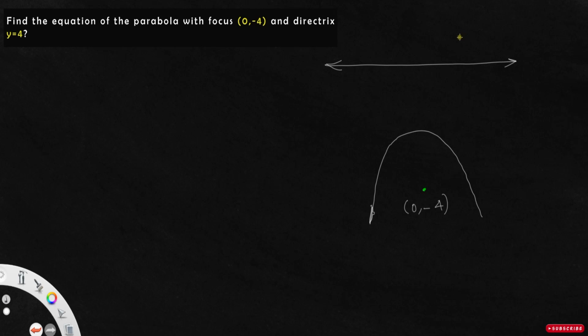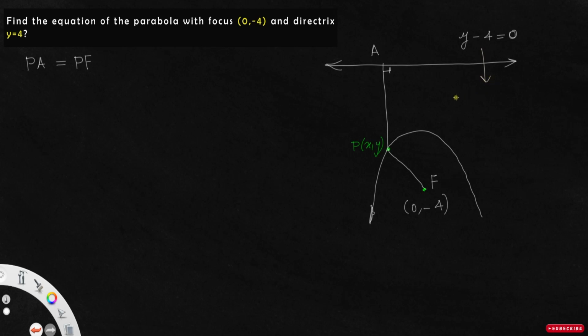So this is y equal to, or I can write y minus 4 equal to 0. And now I have taken a point P, let it be (x, y). Then this distance must be equal to this one. That is PA is equal to PF. Like I said before, PA is equal to PF. So we already discussed that. How will you find the distance of a point from a line?